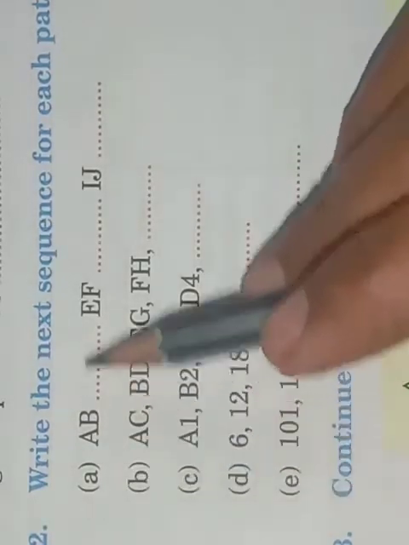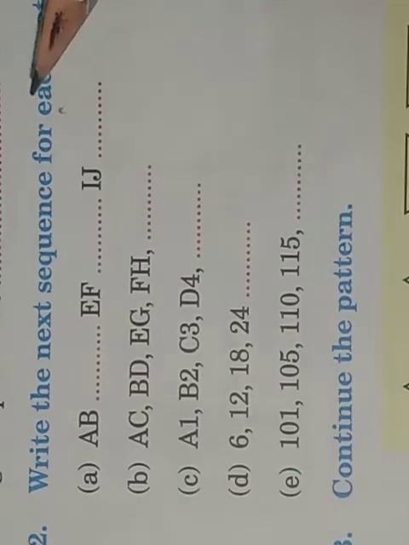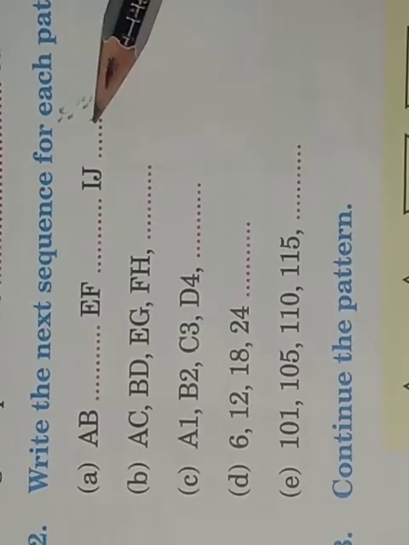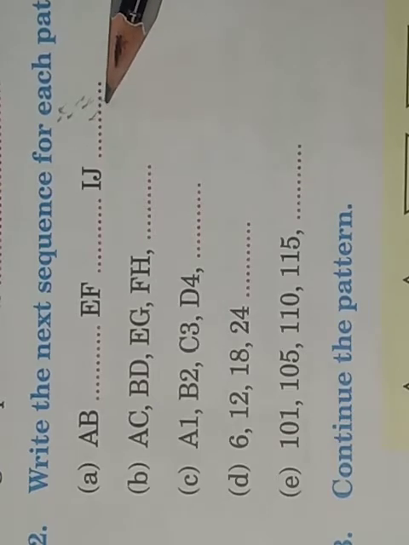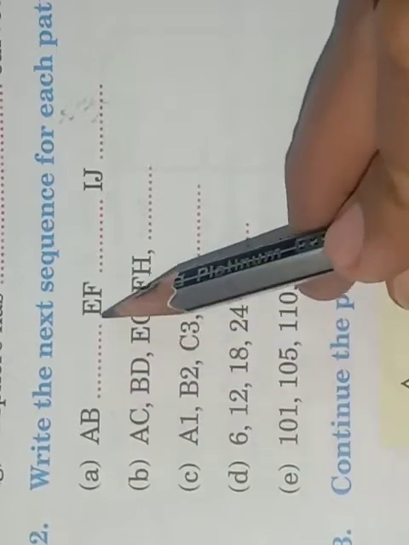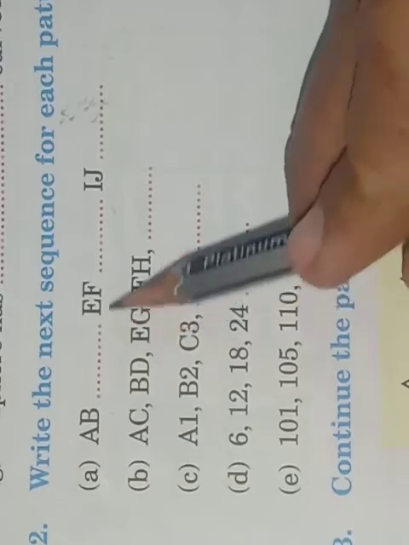Question number 2. Write the next sequence for each pattern. This is related to patterns, and a pattern is a sequence which makes the next object in the set. This sequence may be of numbers, alphabets or geometrical figures. So, let's do it. Here we see AB blank EF blank IJ. We have to look carefully.